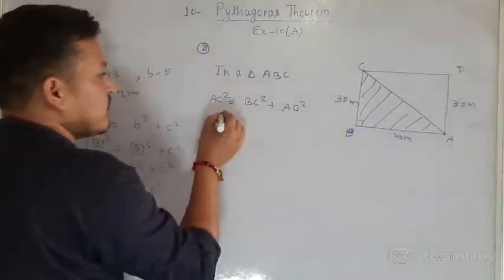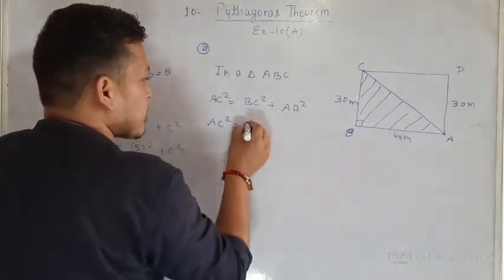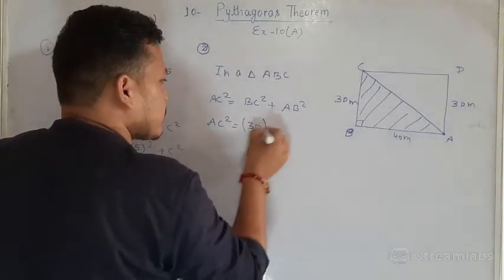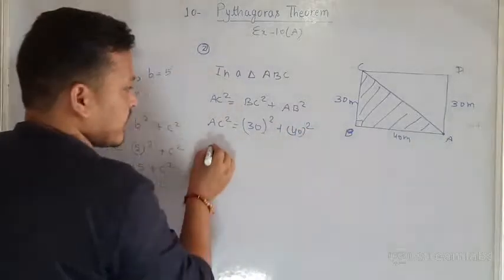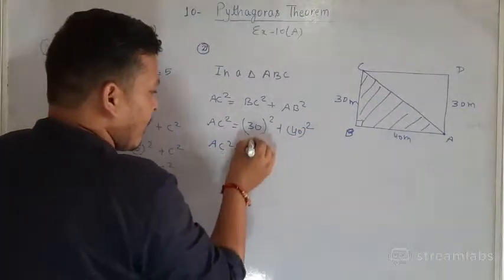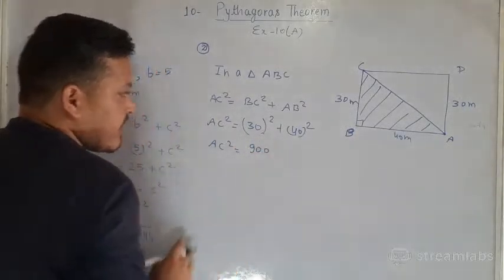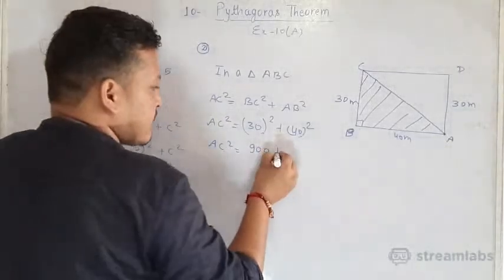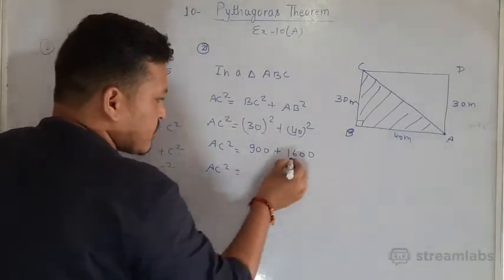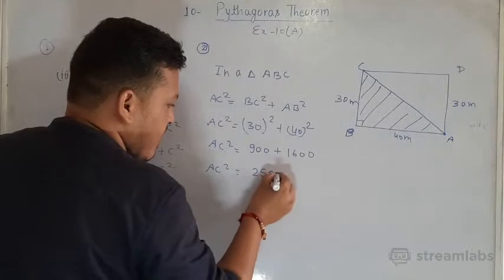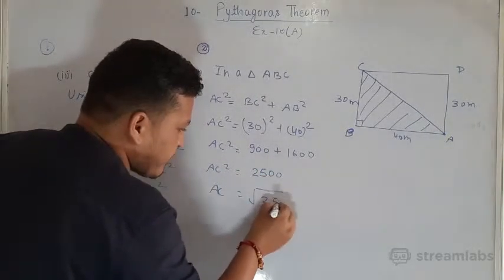तो substitute the value. This AC is not given here, so we can just write AC. BC is 30 and outside will be square. AB is 40, its square. Okay, so calculate the value of AC. 30 square is 900, 40 square is 1600. So AC square is equal to 2500, so AC is equal to root 2500.